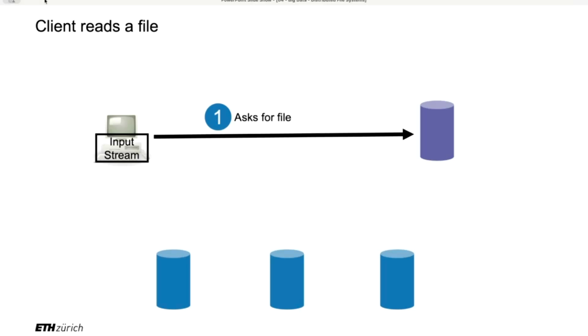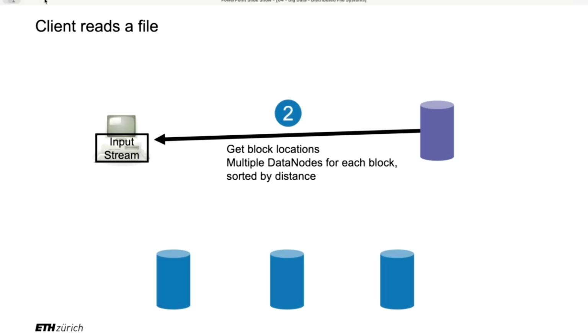So we ask for a file saying, hey, I would like to read that file. It has this path and so on. So the name node is going to check that the user has access and so on. And then it's going to say, okay, the file exists. There is no problem with that. Here are the block IDs of that file. And here are the data nodes that hold the copy of each one of these blocks.